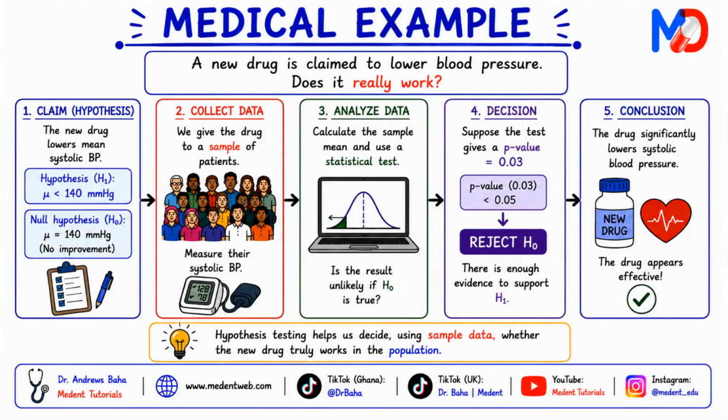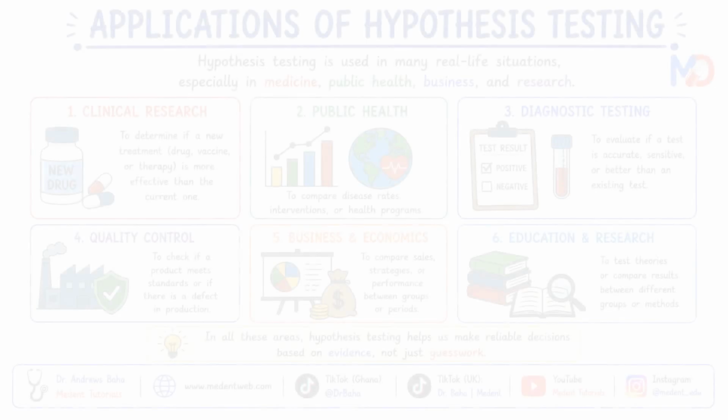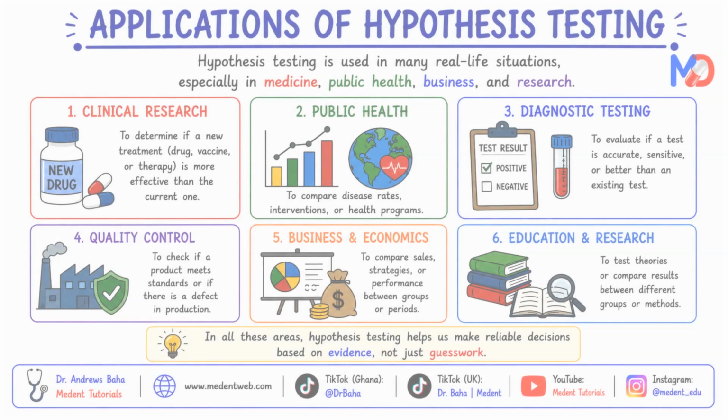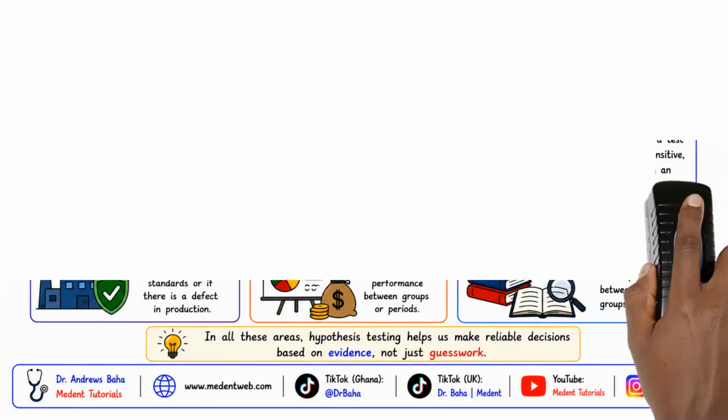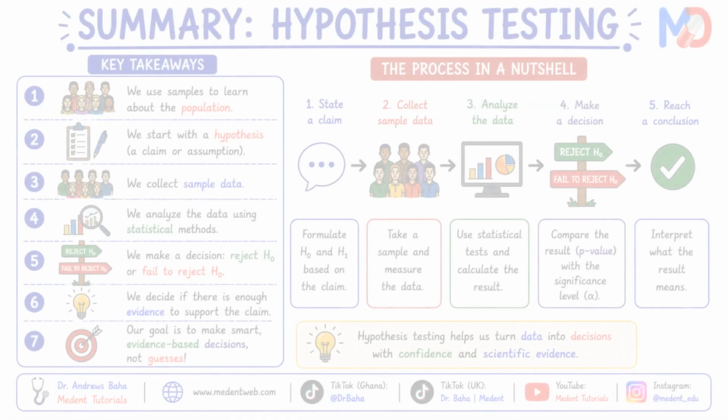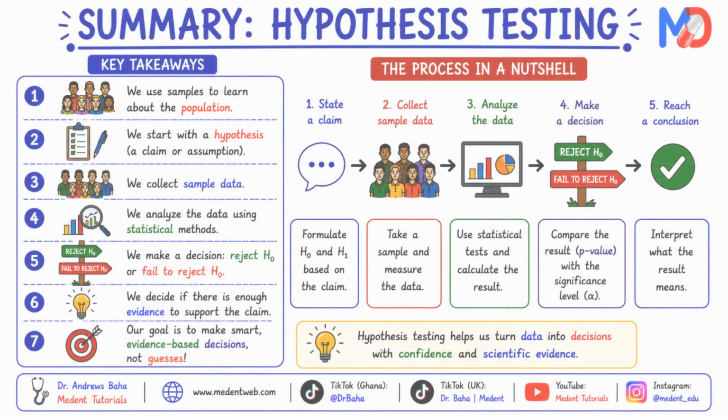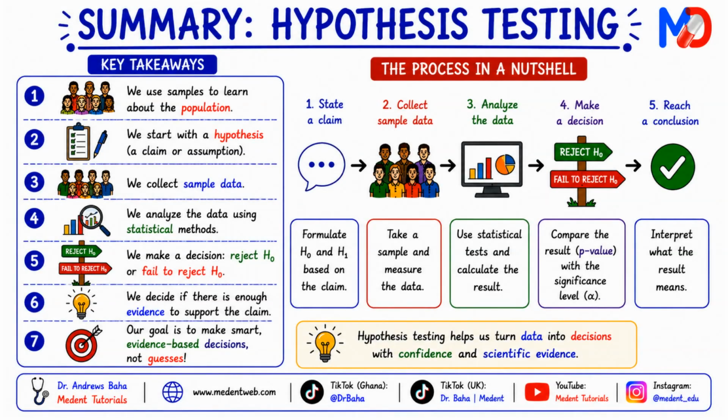By application, we are saying that hypothesis testing is used in almost every area of health science. It helps researchers evaluate new treatment, compare interventions, monitor disease trends, assess public health programs, and make evidence based decisions that improve patient care. Now, in summary, we have learned that research begins with a question.